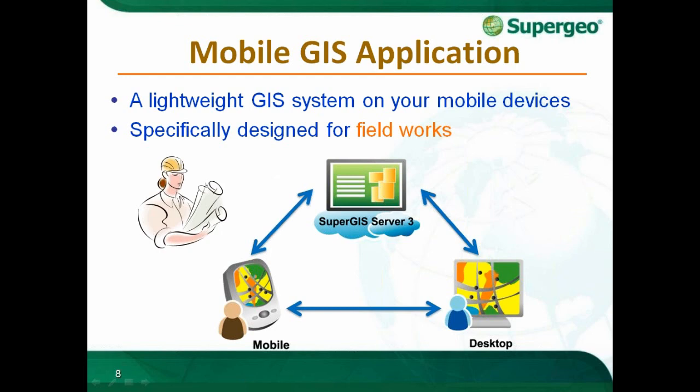And today we're going to talk about the mobile GIS application, which is the iOS-based SuperSurv. What is a mobile GIS application? It is a lightweight GIS system on your mobile device, which is specifically designed for fieldwork, where you can put all the data within your mobile phone or mobile device and take it outside and do a quick survey.